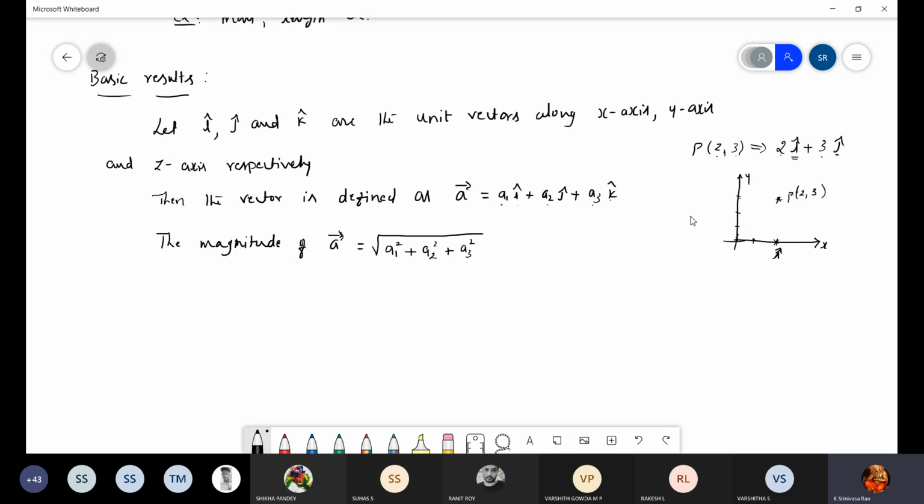So the magnitude of vector A is equal to square root of A1 square plus A2 square plus A3 square. This is the magnitude, and it is denoted with the mod symbol. Next line.